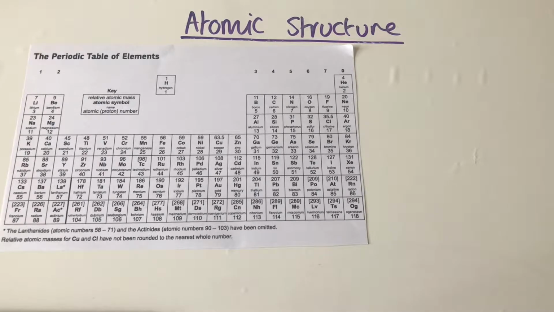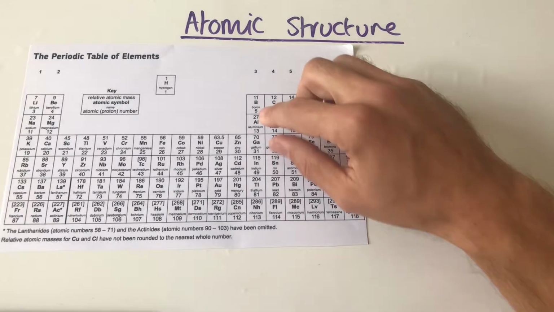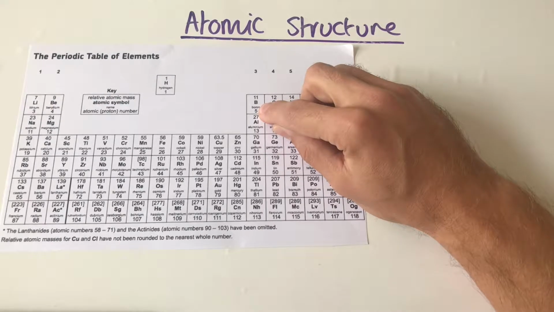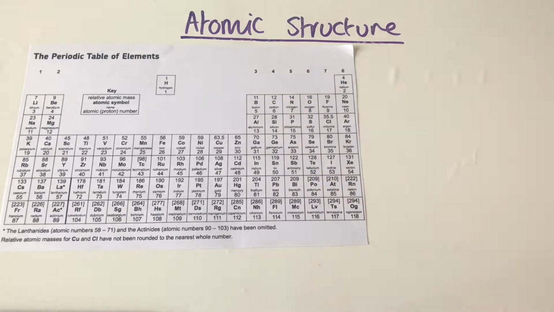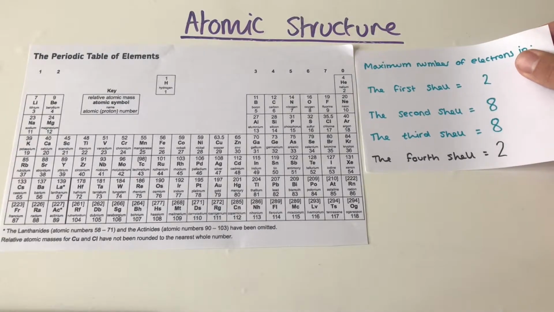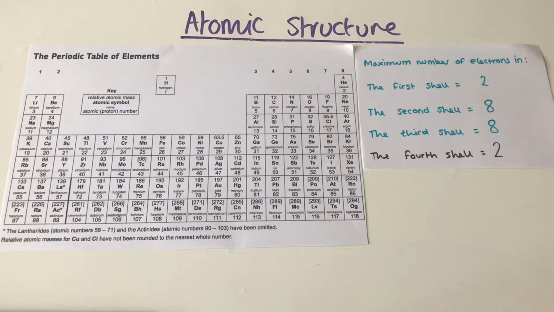Now we've looked at how to work out the number of electrons an atom has. So if we look at boron, for example, 5 protons, 5 electrons. And we've also looked at the maximum number of electrons in each shell. We can now go about drawing some different atoms.